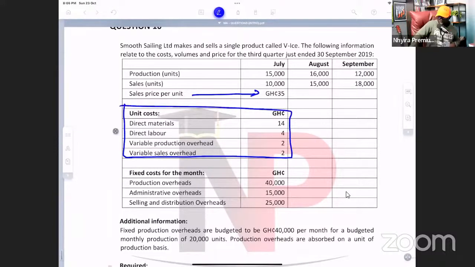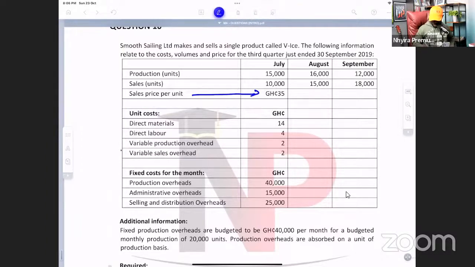So let's bring up the unit cost. Stay with me carefully. We are interested in production unit cost. So it means we are going to exclude the fourth variable cost, which is the variable sales overhead. Please stay with me carefully. We're going to exclude the variable sales overheads because that is a non-production cost.